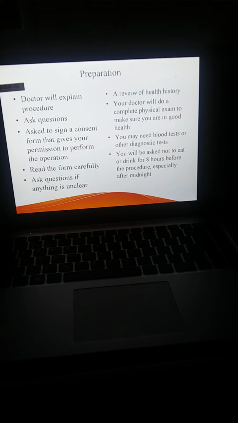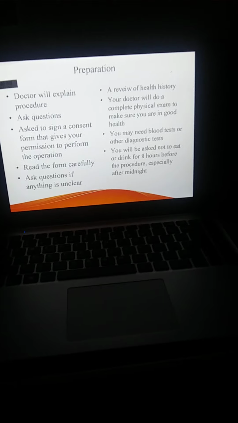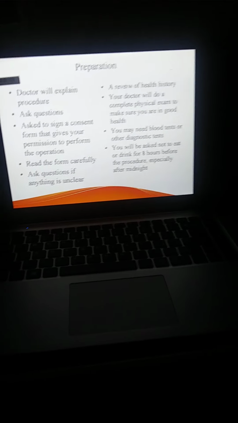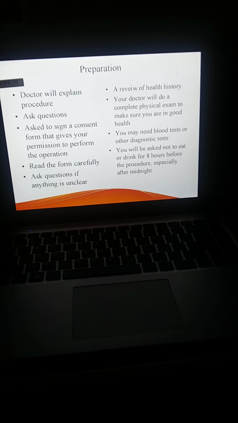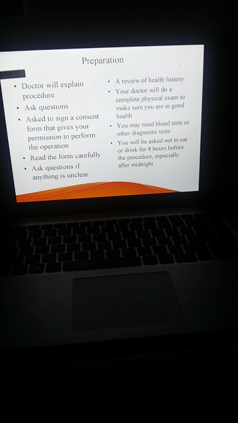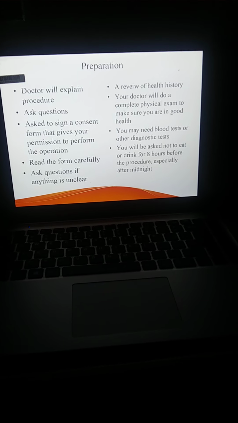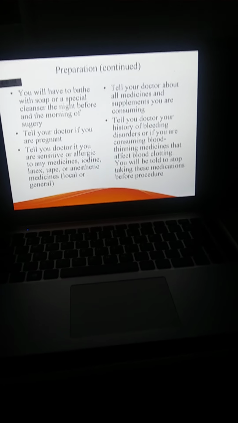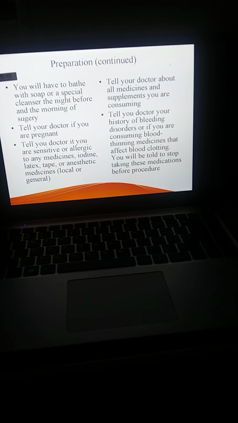The preparation process includes the doctor explaining the procedure, asking his or her patient's questions, and asking the patient to sign a consent form that gives the doctor permission to perform the operation. The patient must read the form carefully and ask questions if anything is unclear, and a doctor may ask for a review of health history. Your doctor will do a complete physical exam to make sure you are in good health. You may need blood tests or other diagnostic tests. You will be asked not to eat or drink for 8 hours before the procedure begins, especially after midnight. You will have to bathe with soap or a special cleanser the night before and the morning of surgery.